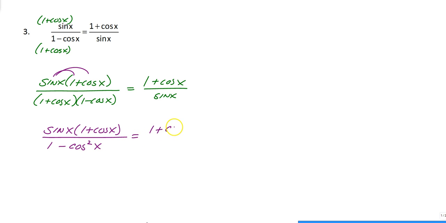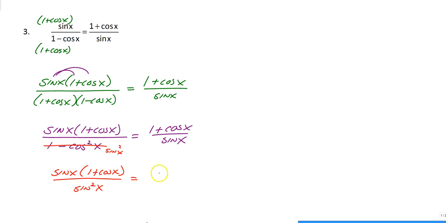That's going to leave us with 1 plus cosine x over sine x after 2 more steps. Because here, we actually have a Pythagorean identity: 1 minus cosine squared x would be equal to sine squared x. So that's going to leave us with sine x times 1 plus cosine x all over sine squared x. And that's equal to our 1 plus cosine x over sine x.